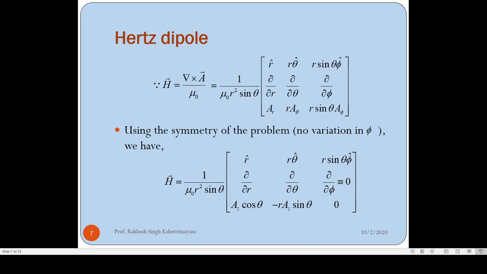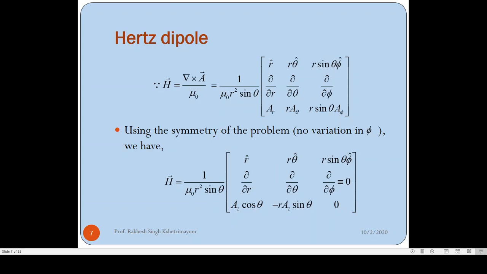So the first step is, once I have the magnetic vector potential, I want to find the magnetic field. You can use the Maxwell curl equation. So you take the curl of the magnetic vector potential, divide by mu naught, and you get the magnetic field. And the curl we are taking now will be in the spherical coordinate system. In the spherical coordinate system, this is basically 1 by the product of all scale factors, 1 by mu naught.